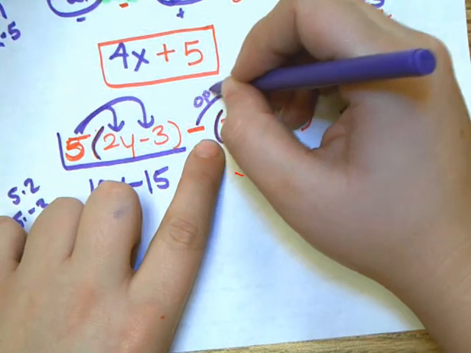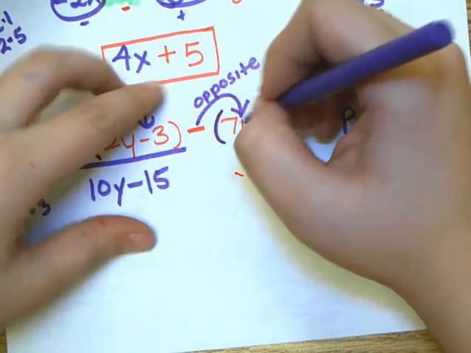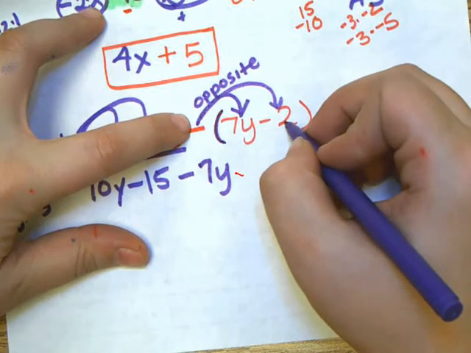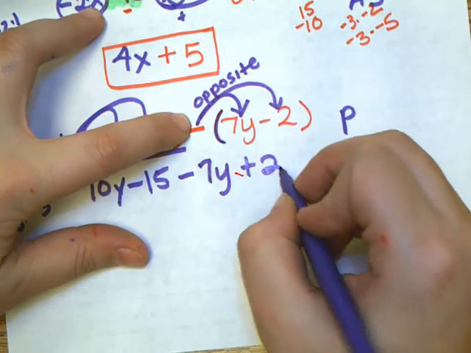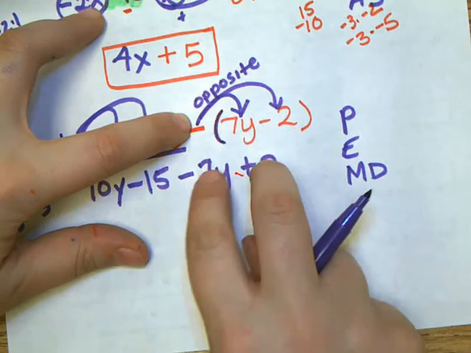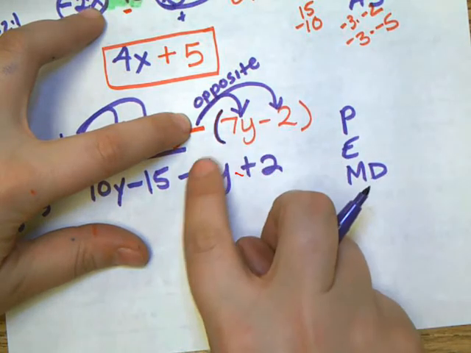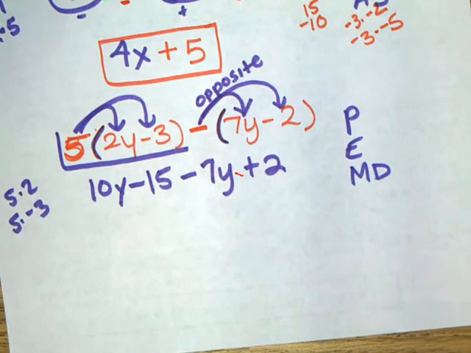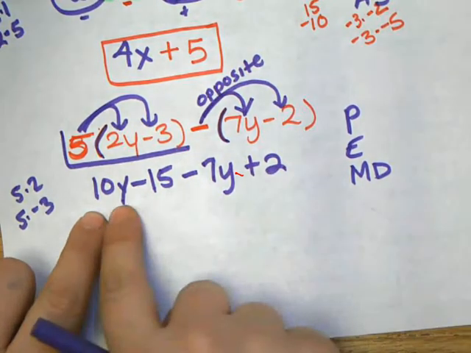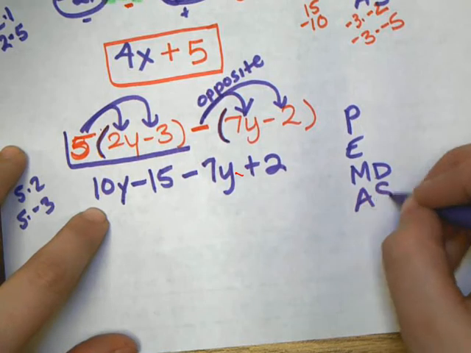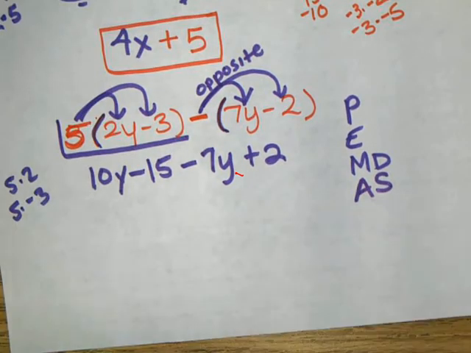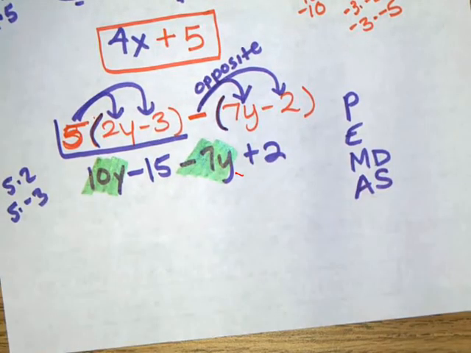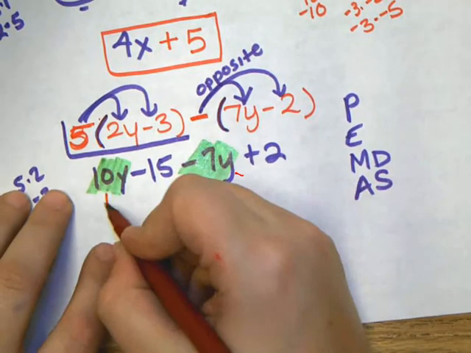Well, in front of this parenthesis right here, we have a negative sign, which says that we're going to take away 7y and negative 2y. So it needs to be distributed. It's saying that we're going to combine this with the opposite of 7y. The opposite of 7y is negative 7y. And the opposite of negative 2 is positive 2. So it changed everything in the parentheses to the opposite sign: the 7y to a negative 7y and the negative 2 to a positive 2.